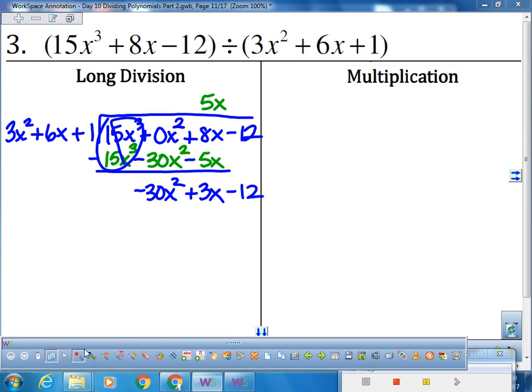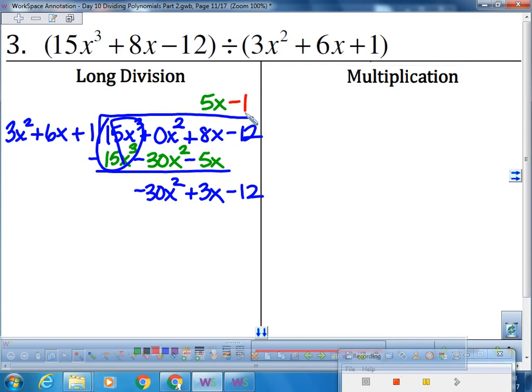Next one, 3x squared goes into negative 30x squared negative 10 times. And I know that that's correct because it's going to be in that constant column. Negative 10 times 1 is negative 10. Negative 10 times 6 is negative 60x. And negative 10 times 3x squared is going to be negative 30x squared.